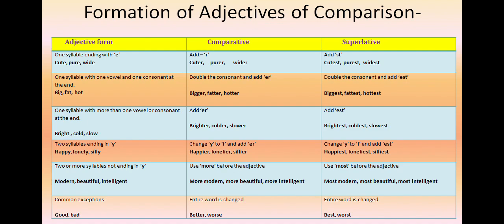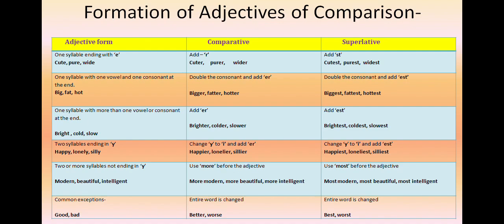If the word has one syllable, one vowel, one consonant at the end, then in the comparative degree, we are going to double the last consonant and add ER. We are going to double the consonant in superlative degree and add EST, like big, bigger, biggest, fat, fatter, fattest, hot, hotter, hottest.